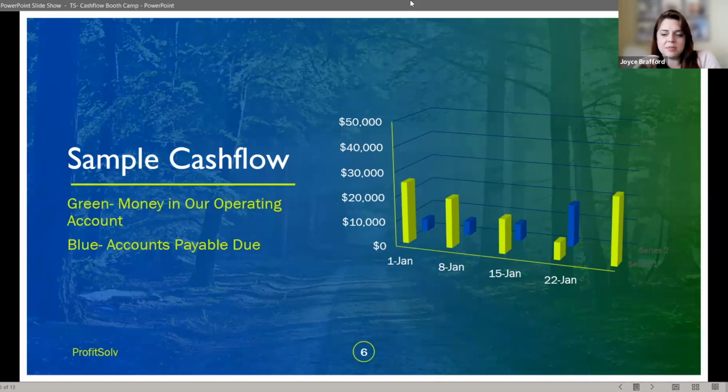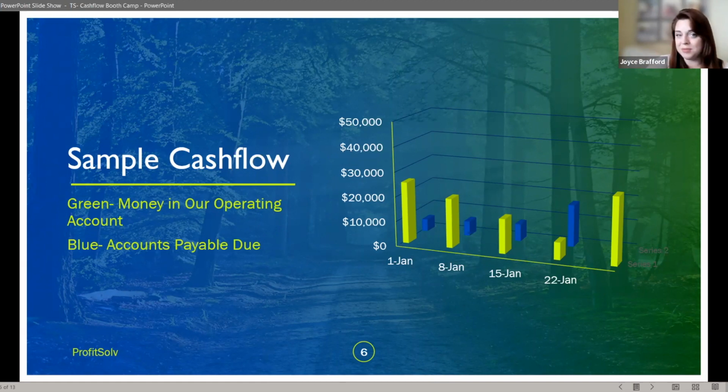So let's think about this for a minute and we look at a sample cash flow. And we talk about green, these little green bars here, as the money in our operating account, and blue is our accounts payable balance due. Now I'm looking at a typical small law firm that has somewhere in the neighborhood of $25,000 in their operating account. How much money do they need in their operating account on a regular basis? This is where we find the difference between profitability and cash flow and how lawyers get in trouble.